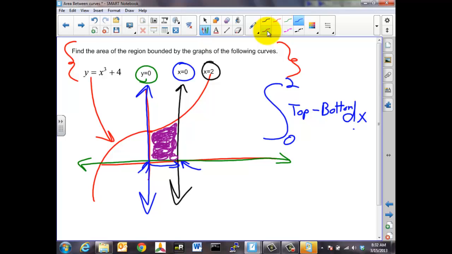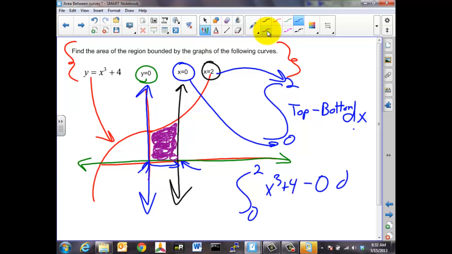So look at the functions. When I say functions, what do I mean? What of the equations up there have we not used yet? X equals 0 came right over here. X equals 2 came right there. So we haven't used the other two functions. So it's the top function minus the bottom function. The top function is? The bottom function is? So we're going to be integrating from 0 to 2 of x cubed plus 4 minus 0 dx.